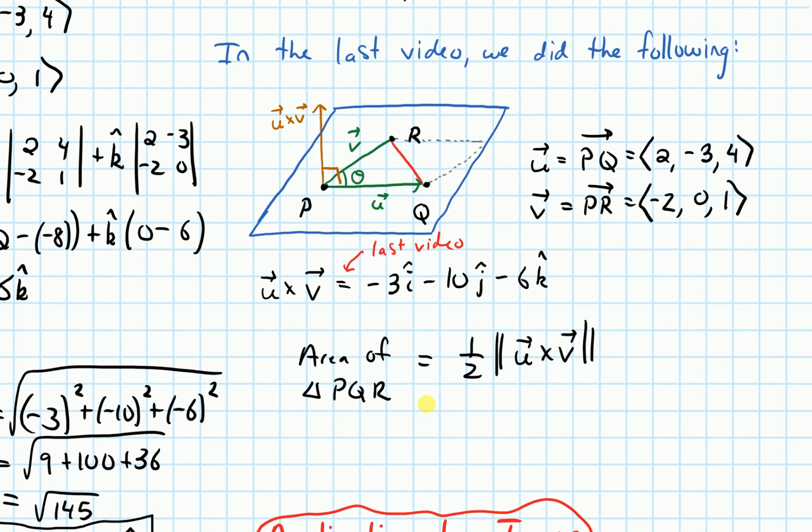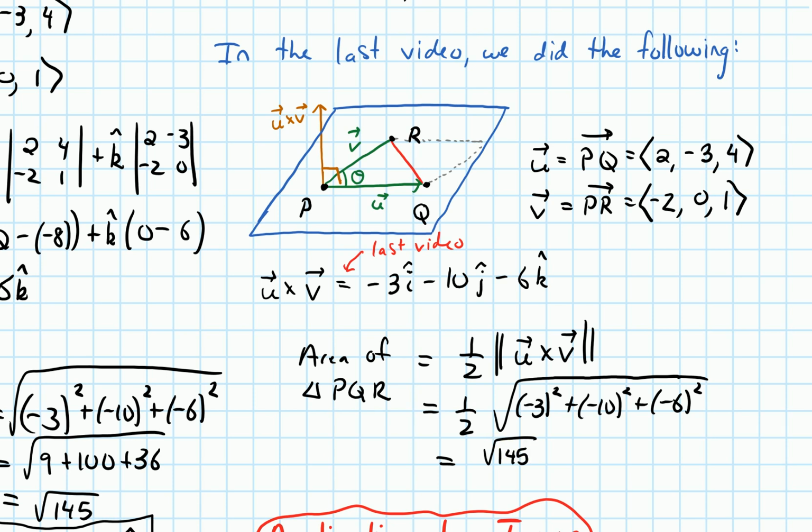All right, so now let's find that length. So we got 1/2. I know the length is going to be a big square root, and we'll get the i component squared, plus the j component squared, plus the k component squared. Okay, so that square root ends up being, we get 9 plus 36, which is 45, plus 100. So root 145, and then 2 in the denominator, and that's the area of the triangle.